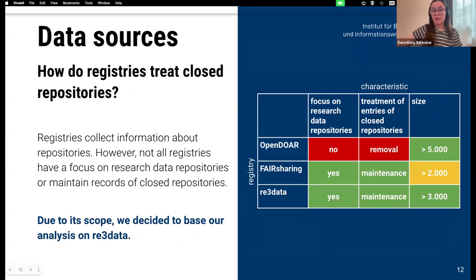Next, we had to select the registry we wanted to use for our study. Generally, registries collect information about repositories, but not all of them have a focus on research data repositories specifically, and not all of them maintain records of closed repositories. Some registries remove entries of repositories after they are shut down because they want to focus on repositories that are currently operational. And today, the biggest registry with a focus on research data repositories and that does keep records of closed repositories is re3data. So therefore we decided to use re3data metadata.